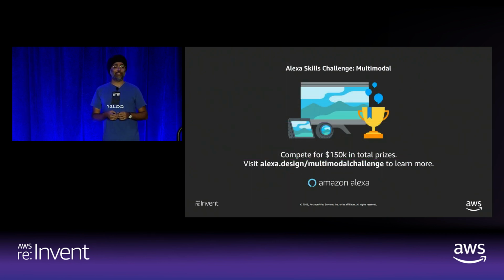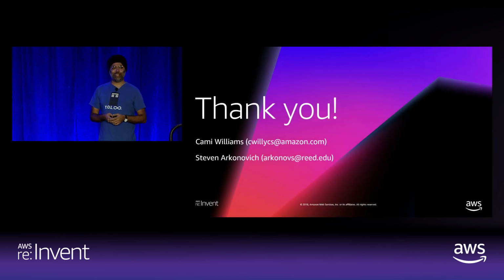We also have a challenge going on. We have the Alexa Skill Multimodal Challenge. There's $150,000 in prizes. Go build yourself some multimodal skills. There's the potential to make a bunch of money. But don't build it for the money. Build it for the engagement and build it to make your customers happier. Thank you very much.